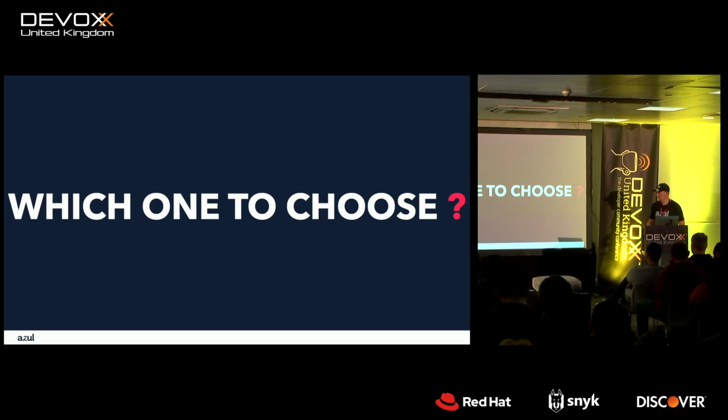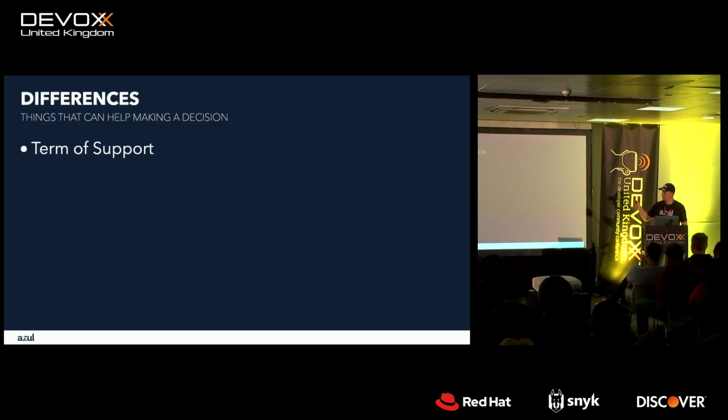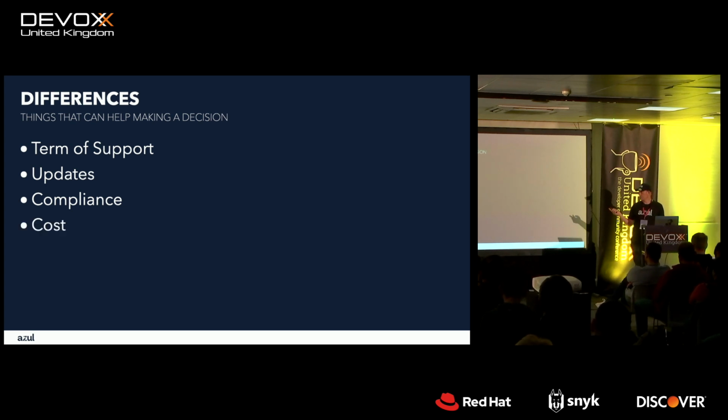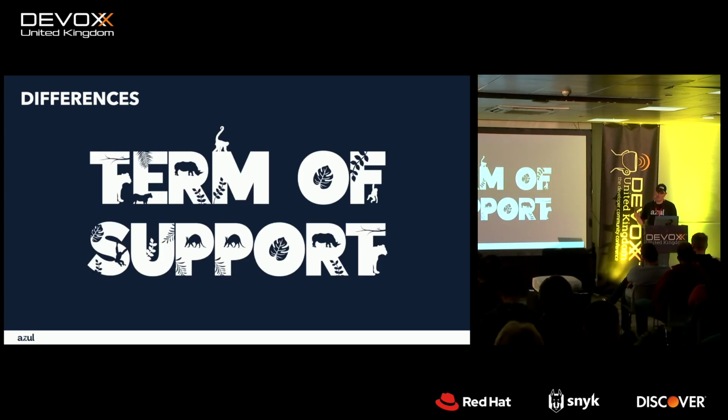Not an easy choice. And there are some differences, and I try to explain with this list now where are the differences and what could make a difference. So first of all, there's the term of support. I will explain that later on. Update strategy for all the distributions. Compliance. Then there's cost, of course. Not everything is for free. Performance. This is something people are really interested in, and you will see it's a really big difference there. And features, right? Because just because they're all builds of OpenJDK doesn't mean it's all the same. Okay. So let's start with term of support.